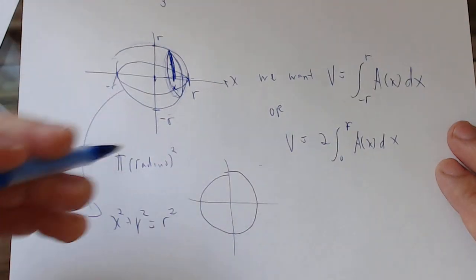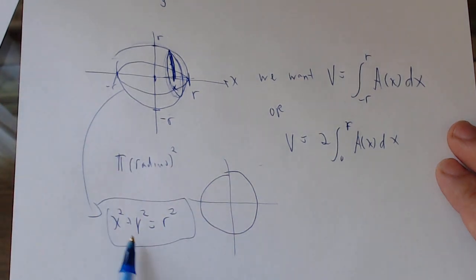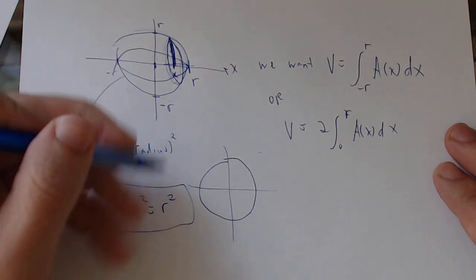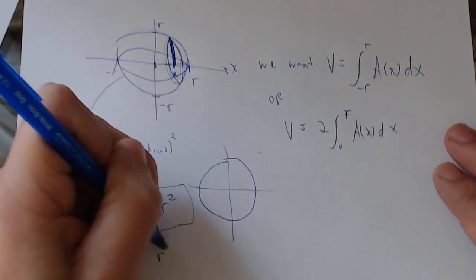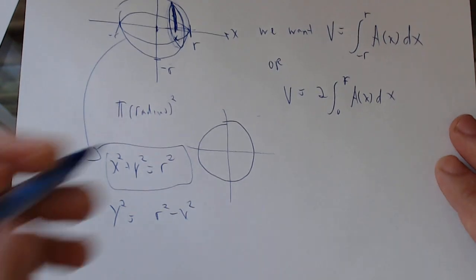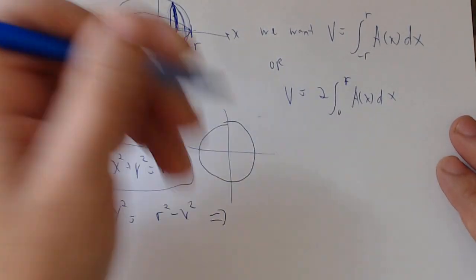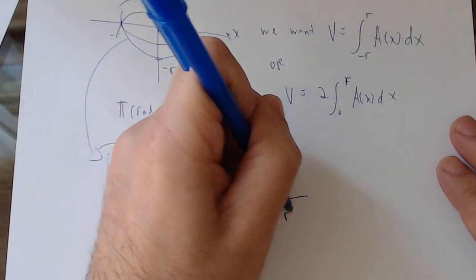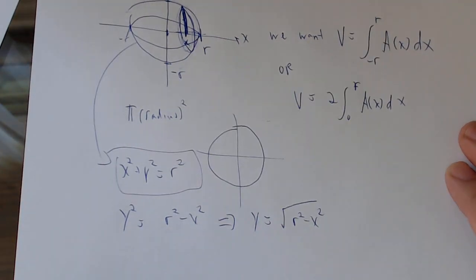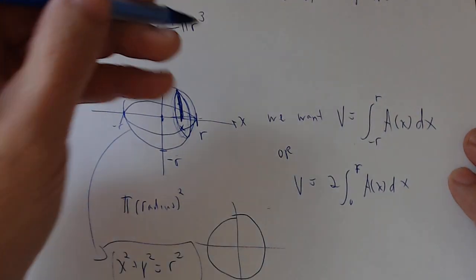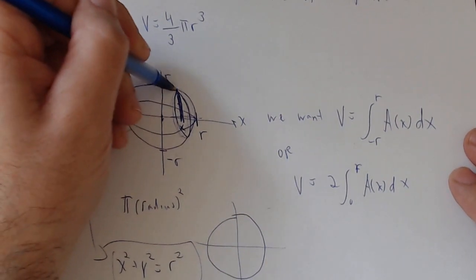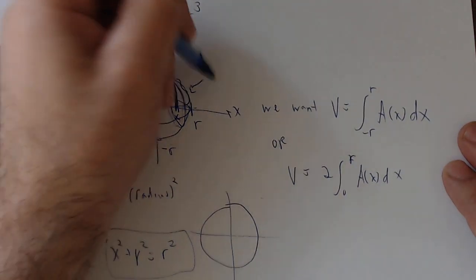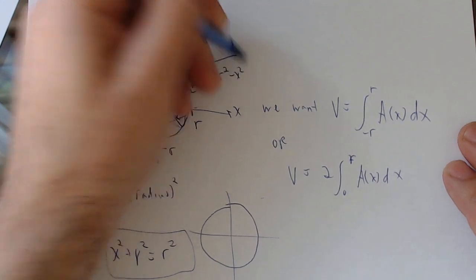Okay, so with that said, what do I want to do? I want to solve this in terms of x. So that means y squared equals r squared minus x squared, and that implies y equals the square root of r squared minus x squared. So in other words, for this x value, this is going to have a y value, or a radius, of square root of r squared minus x squared.